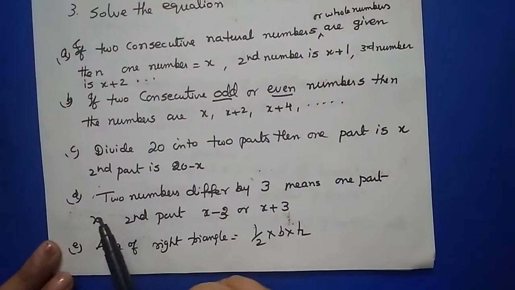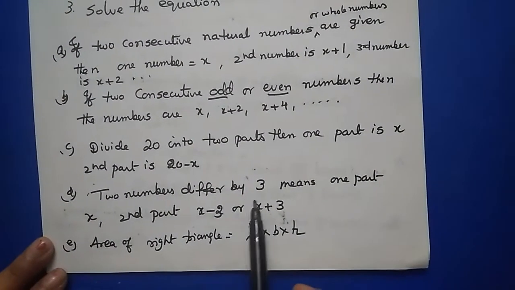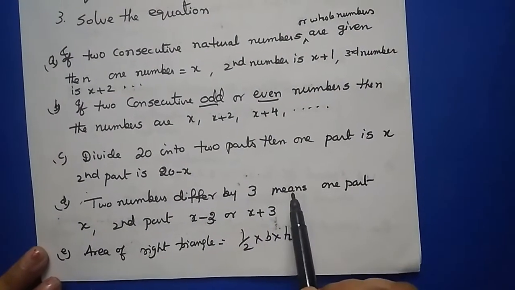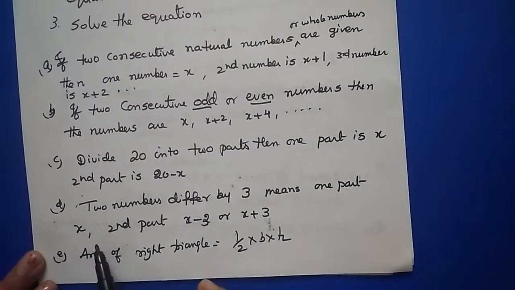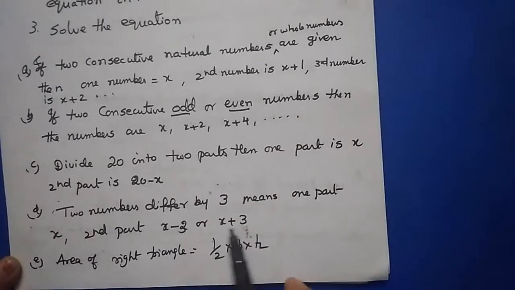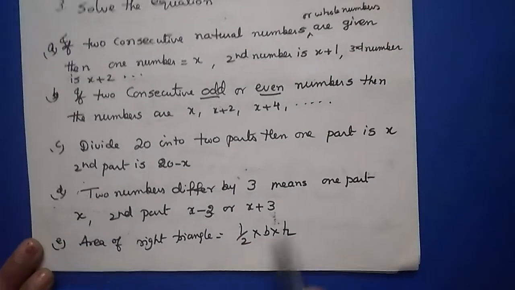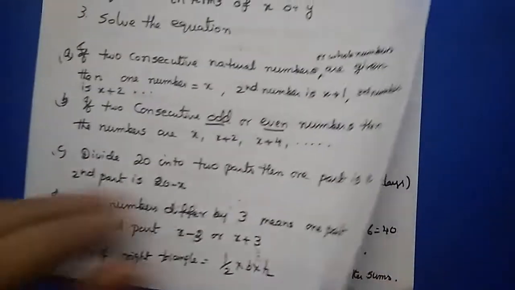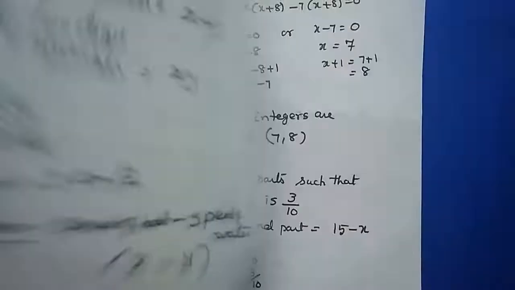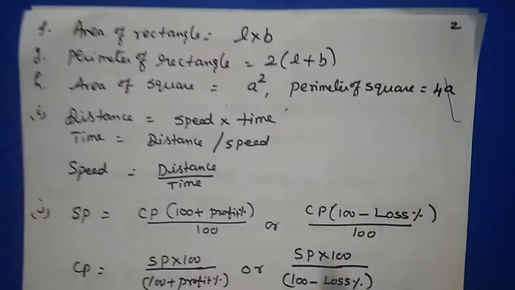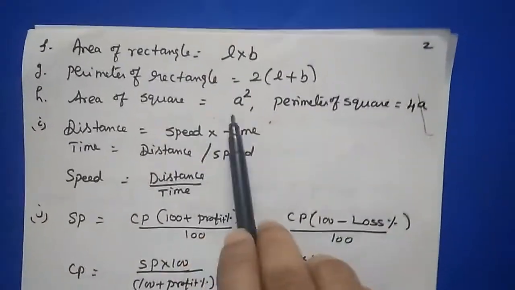Okay, come to the next one. Two numbers differ by 3. If it is given in the question, then you have to take one number as x, and the second number you can take as x minus 3 or x plus 3. The difference is 3. Next, area of a right triangle is half into base into height. Area of rectangle is L into B. Perimeter of rectangle is 2 into (L plus B). Area of square is A squared.